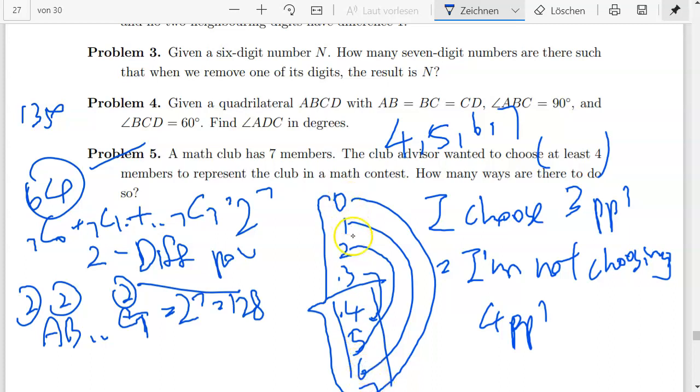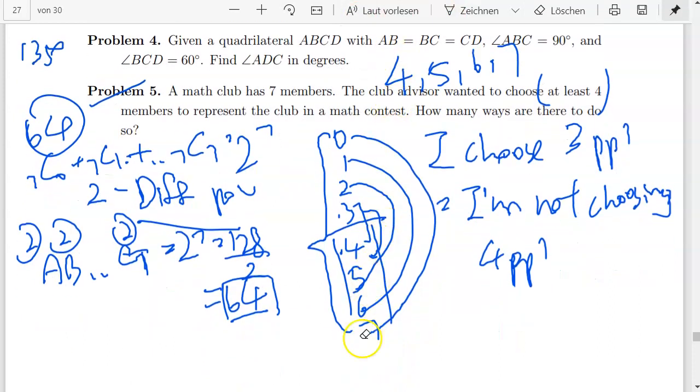Since this one and this one are the same, the answer is actually 128 divided by 2, because choosing 3 people and choosing 4 people have the same number of methods. 2 and 5 are the same, 1 and 6 are the same, 0 and 7 are the same. So 128 divided by 2 is 64. This is a longer explanation, but I hope you understand it, because these two are very interesting ways of thinking.